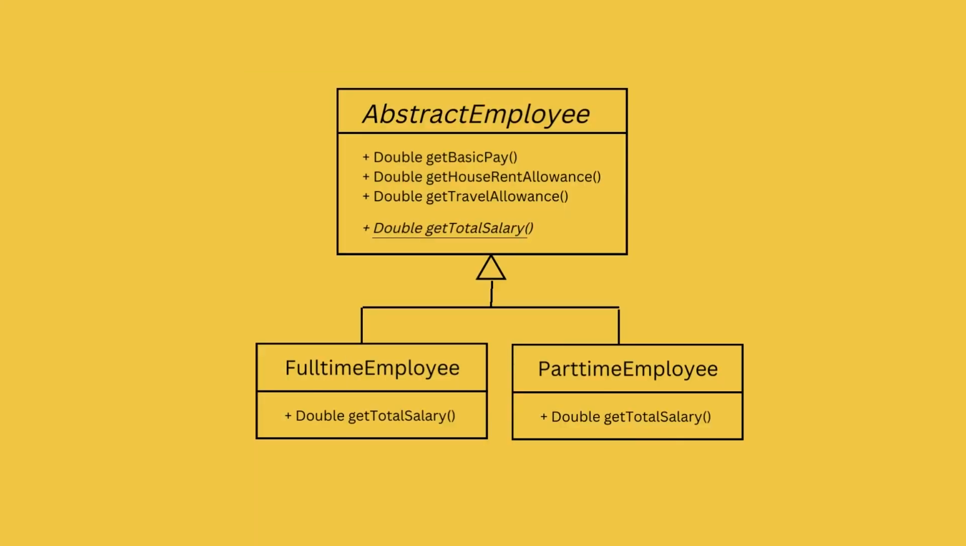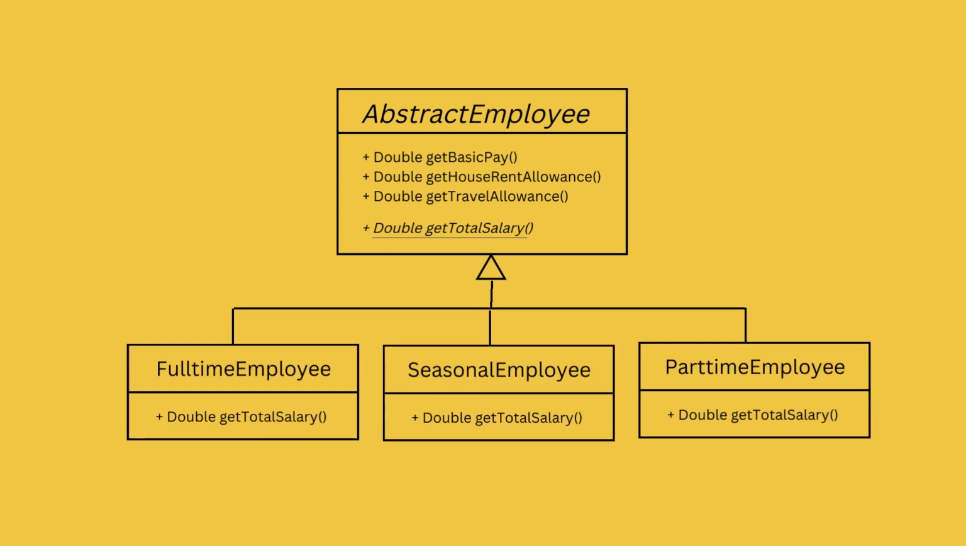Now that we have refactored our code to use an abstract class, we can add more concrete implementations without breaking the existing code. To add a new employee type, let's say seasonal employee, we can just add a new seasonal employee class with the concrete implementation of getTotalSalary method. This implementation is now compliant with the open close principle.